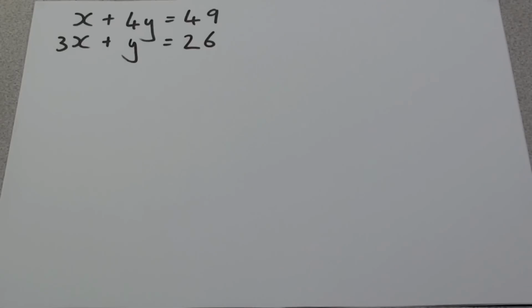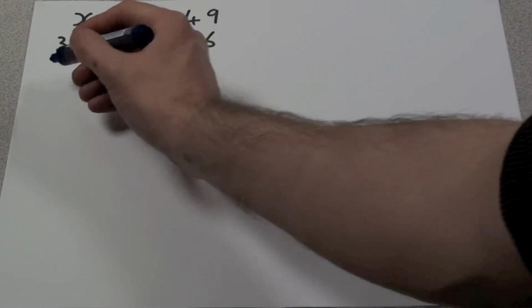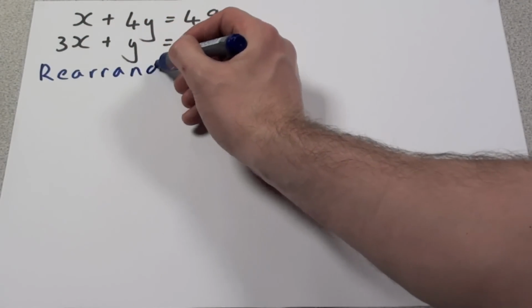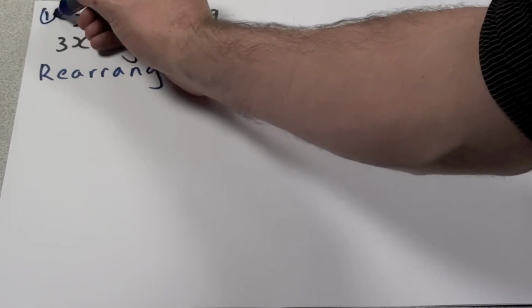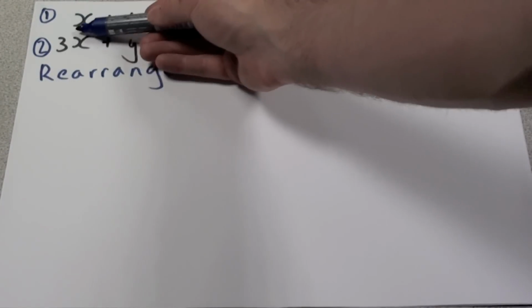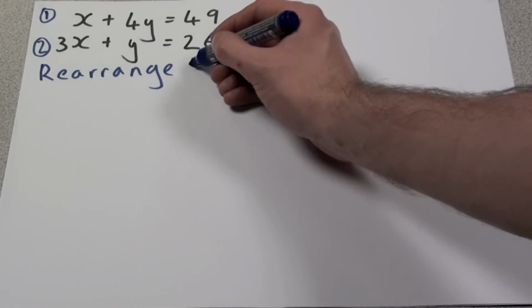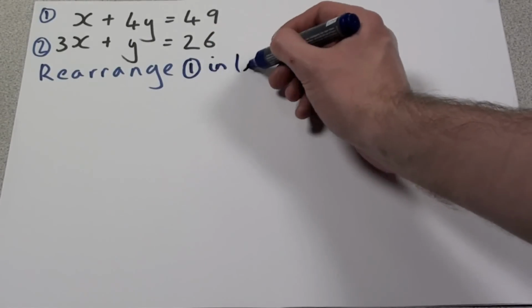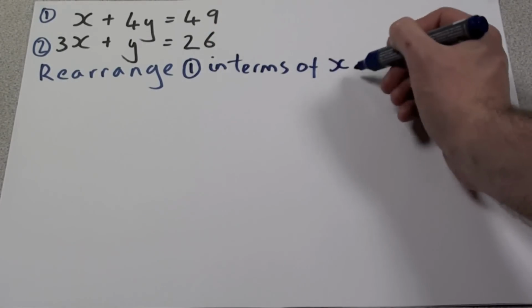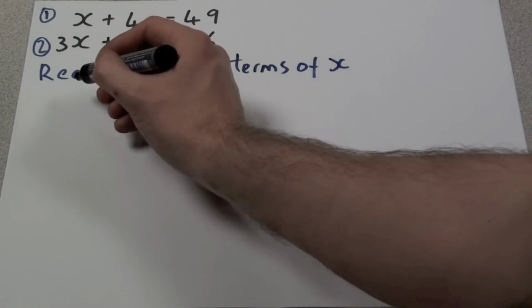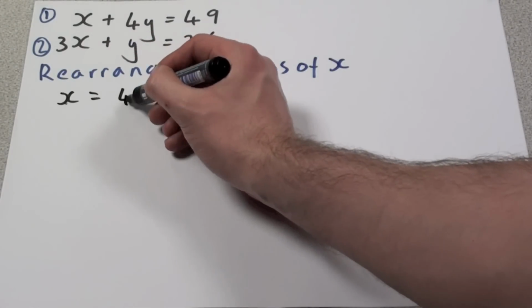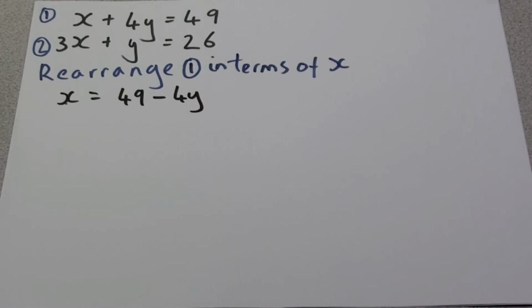In our second example, x plus 4y equals 49 and 3x plus y equals 26. We're going to rearrange either of these two equations, because at this precise moment, x is on its own and y is on its own. I'm just going to pick equation 1. So we're going to rearrange that in terms of x. So equation 1 is now going to be rearranged to say x equals 49 take away 4y. This is going to be equation 3.